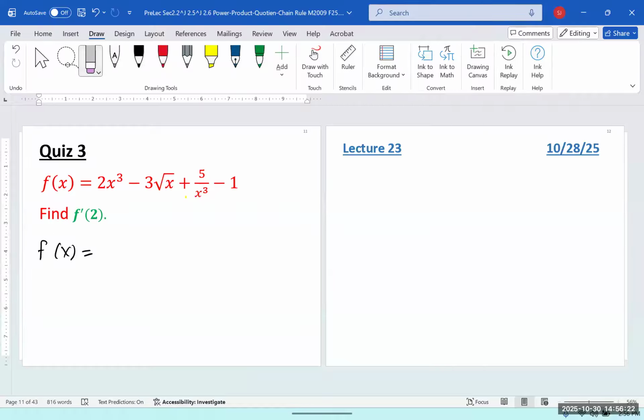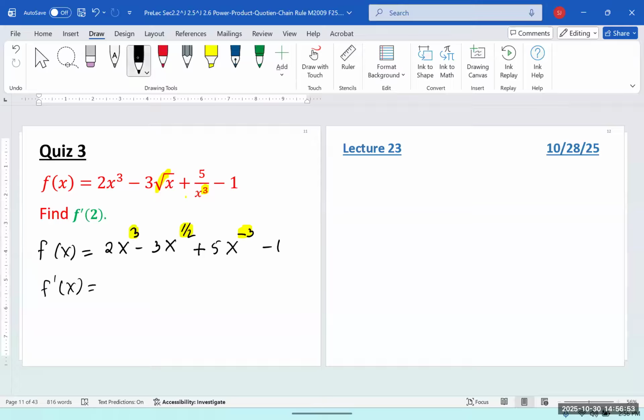Oh, before we find the derivative, let's find the numbers for here and numbers for the other power. So 2x cubed minus 3x to the what power? 1/2 power. Not now, I'm not taking the derivative yet. And then 5x to the what power? -3 minus 1. So now we have all the powers as a power, so we can find the derivative directly.